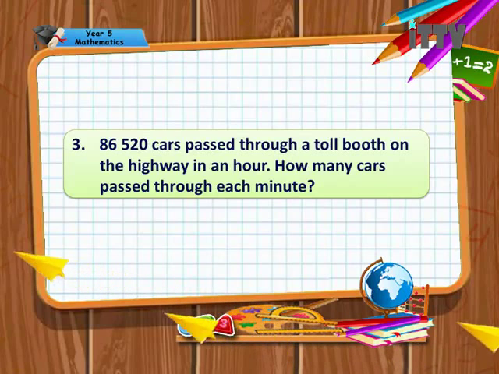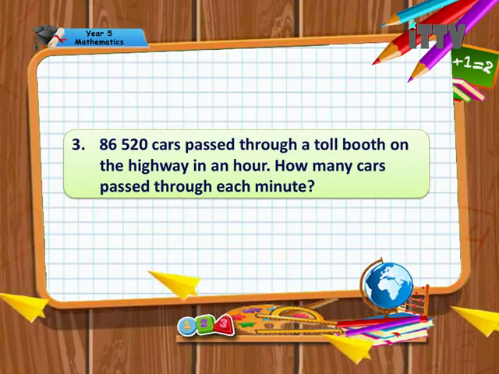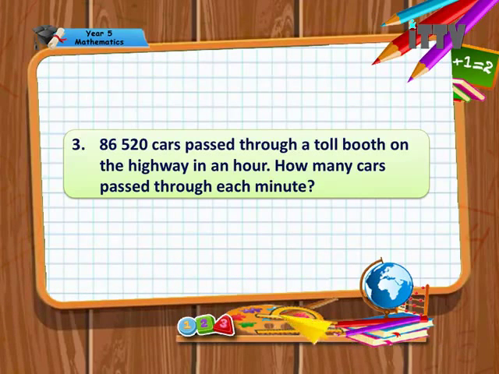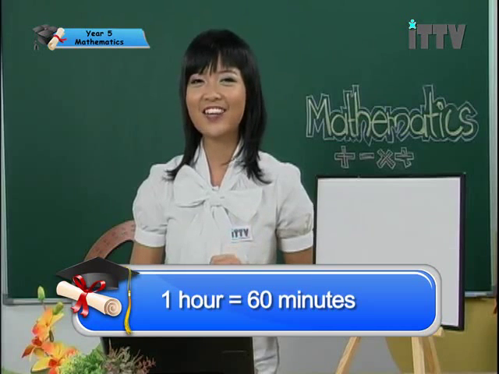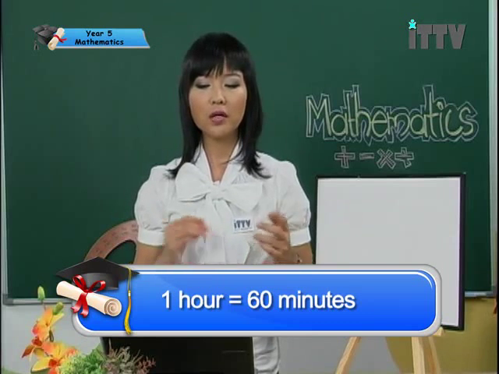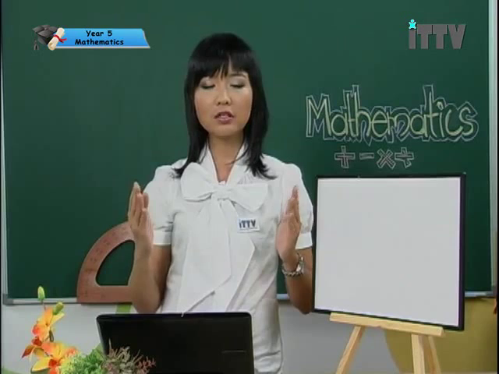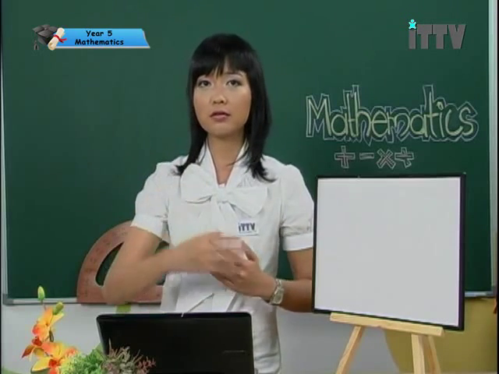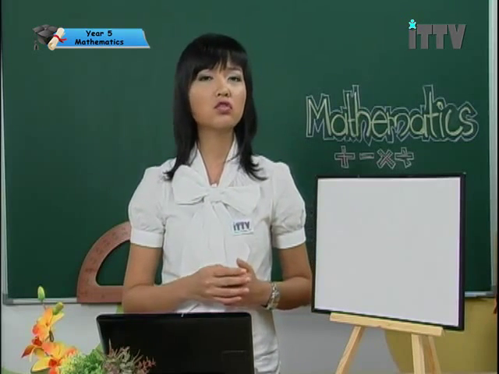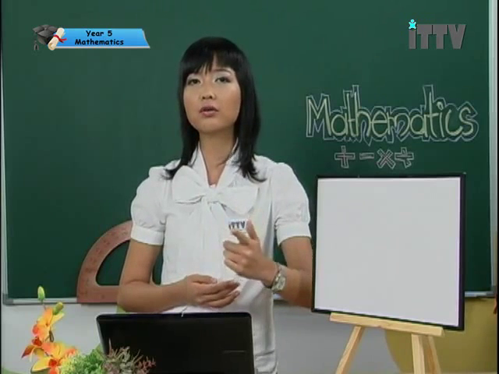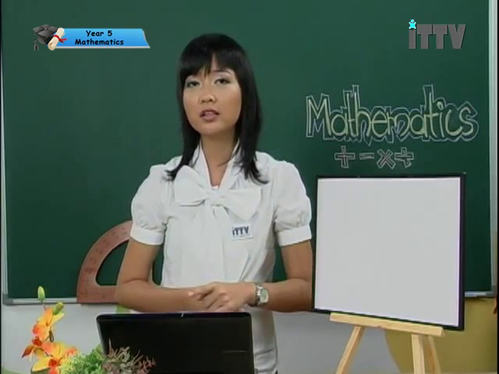86,520 cars passed through a toll booth on the highway in an hour. How many cars passed through each minute? Now, can you tell me how many minutes are there in an hour? 60. Very good. Now, so we know that in an hour, which is 60 minutes, 86,520 cars passed through. Now, the question wants to know how many cars passed through in 1 minute.